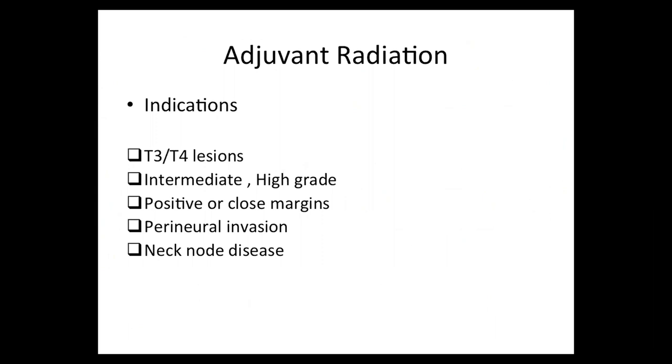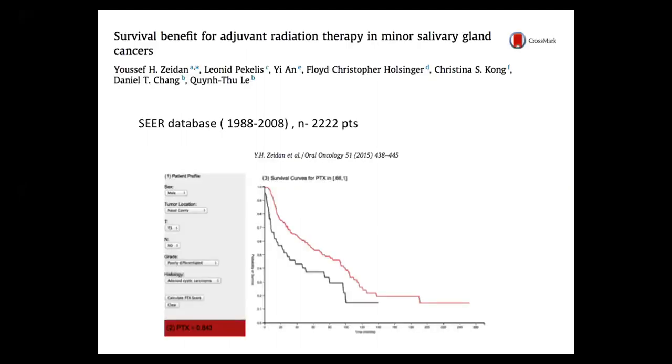Coming to adjuvant radiation, indications are T3 and T4 lesions, intermediate or high grade, positive or close margins, perineural invasion, neck node disease. Whether to add chemo or not is still controversial. The accrual for the RTOG 1008 trial is still going on. We are awaiting the result. Now, this was the first paper which showed a survival benefit for adjuvant radiation in minor salivary gland cancers.